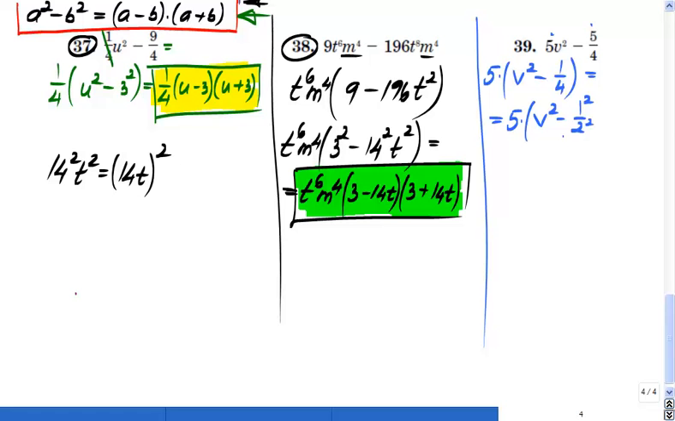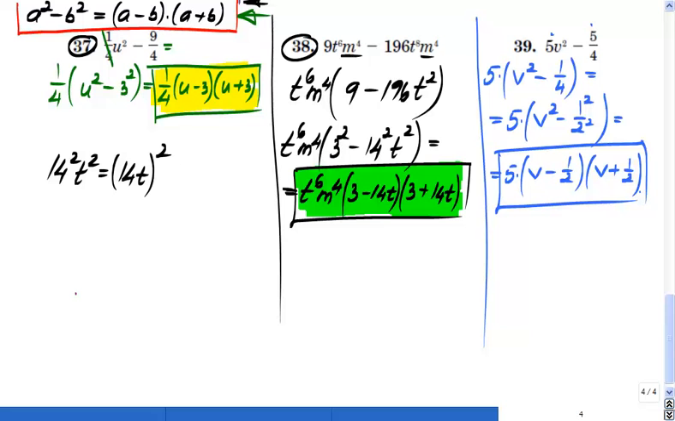I mean, basically 1 squared over 2 squared. Let's use it that way so I don't need more parentheses, which is the difference of two squares. So the whole thing will be 5 multiplied by a squared minus b squared, v squared minus 1/2 squared, which would be v minus 1/2 times v plus 1/2. And this is the factorization for 39. That's how you guys are doing.